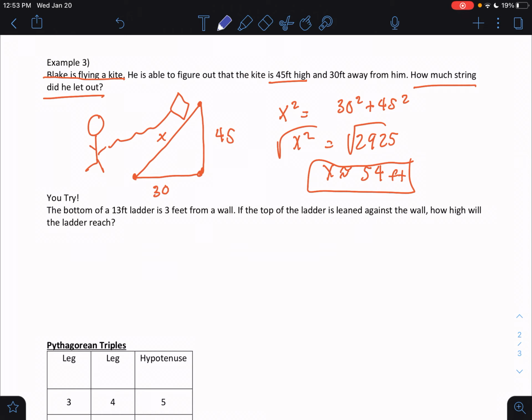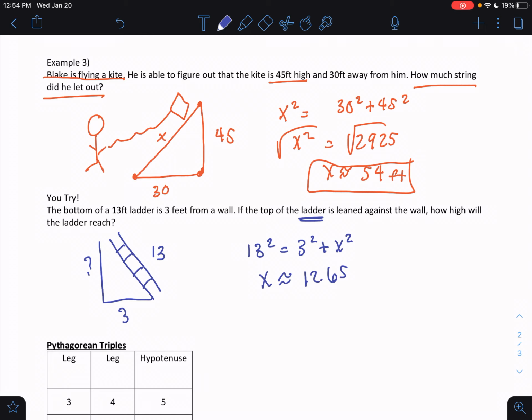The biggest thing I want to note on this problem here is that we are dealing with a ladder. If you think about it logically, you can't use a ladder if it's straight up against a wall. It's just going to probably fall over. You also can't use a ladder if it's laying on the ground because you're not going to get anywhere. So realistically, our ladder has to be the hypotenuse here. And we want to know how high it reaches. So your equation should have looked like this. And for x, you should get approximately 12.65 feet.